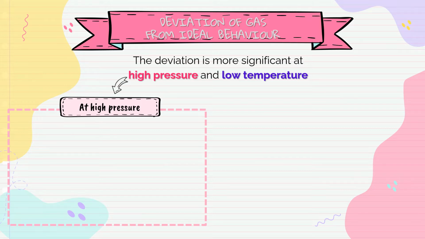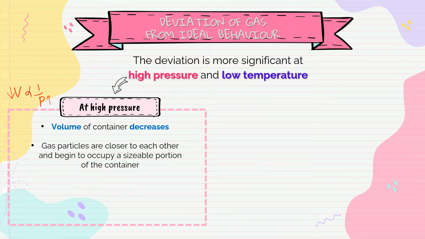Okay, yang mana kita punya Boyle's law, volume is inversely proportional to pressure. Okay, so maksudnya, bila pressure kita tinggi dekat sini, volume kita akan jadi rendah. So at high pressure, volume of container decreases. Volume akan jadi makin kecil. What happens when the volume of the container becomes smaller? The gas particles are closer to each other and begin to occupy a sizable portion of the container.